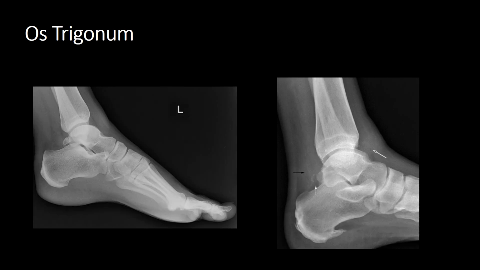Os trigonum. If we look at the posterior aspect of the talus, I always remember this name by thinking of a trig sitting on top of a hill. Let's compare it to the shepherd's fracture on the right. A shepherd's fracture is a fracture to the posterior talar process.